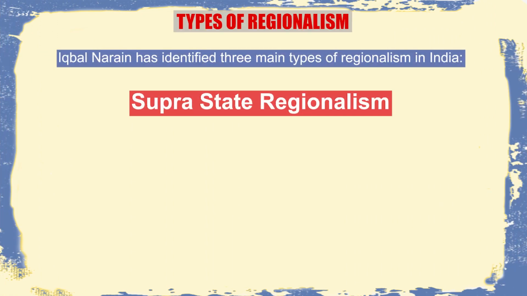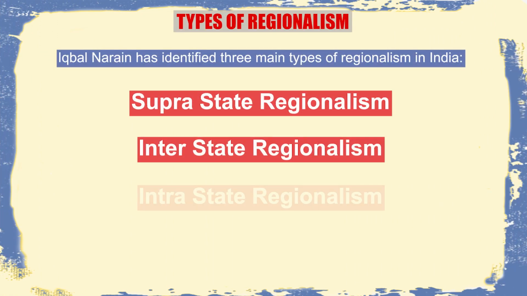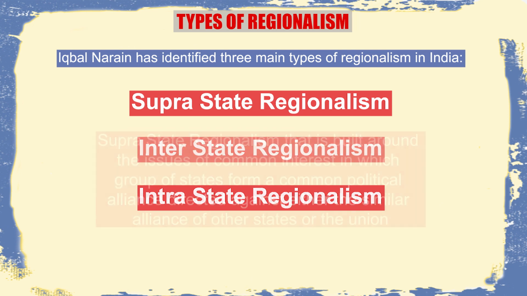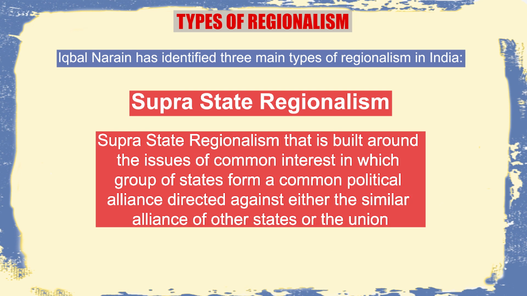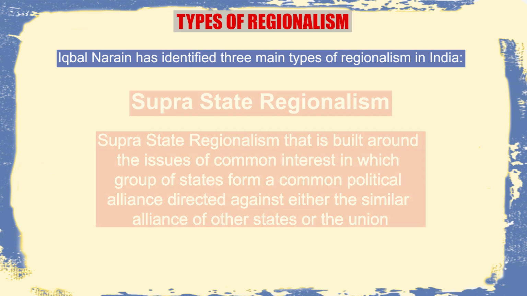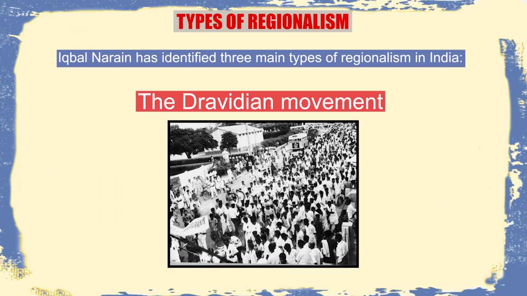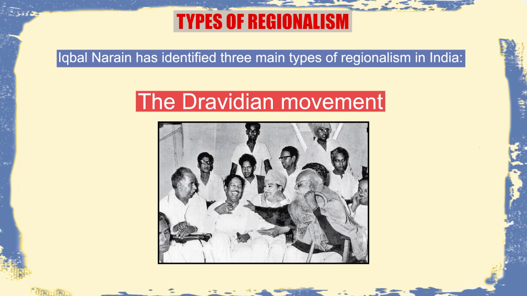According to noted scholar Iqbal Narayan, there are three major types of regionalism: suprastate regionalism, interstate regionalism and intrastate regionalism. Suprastate regionalism is built around issues of common interest in which groups of states form a common political alliance directed against either the similar alliance of other states or the union. The Dravidian movement in Tamil Nadu can be seen to be an example of such suprastate regionalism.